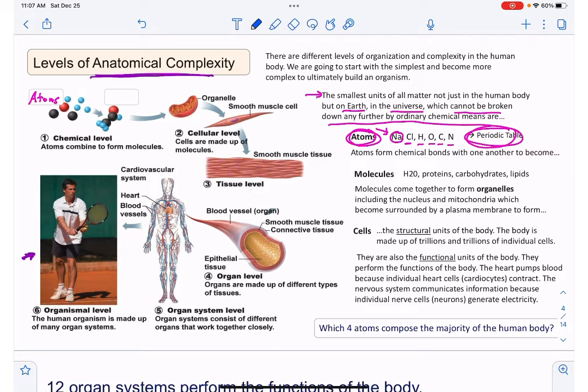So we have these atoms, which are the smallest level of structure, but then these atoms form chemical bonds with each other. And that leads us to the next level of anatomical complexity, which is the molecular structure. Molecules. So for example, two hydrogens and one oxygen come together to form a water molecule. You have carbons, oxygens, hydrogens, and nitrogens that form different chemical bonds to make proteins, carbohydrates, and lipids.